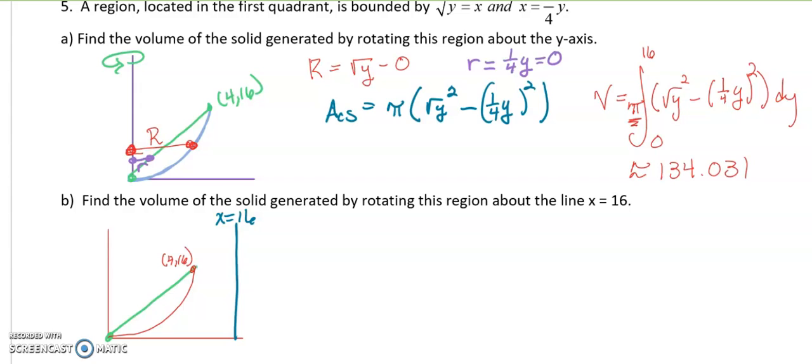So here you see my graph, and you see that I've incorporated x equals 16. And I'm going to rotate around that. Now, the direction in which this is rotating is going to change because the axis of revolution is on the right side of the solid versus the left. And we have to keep that in mind when we're thinking about our big R and little r.